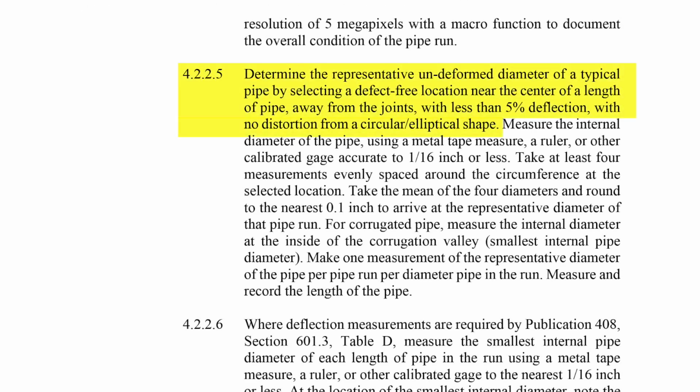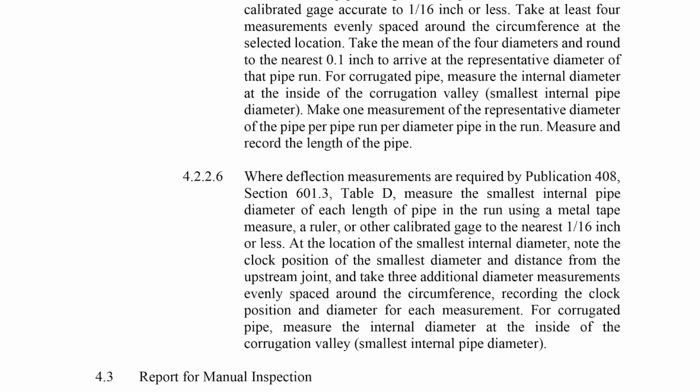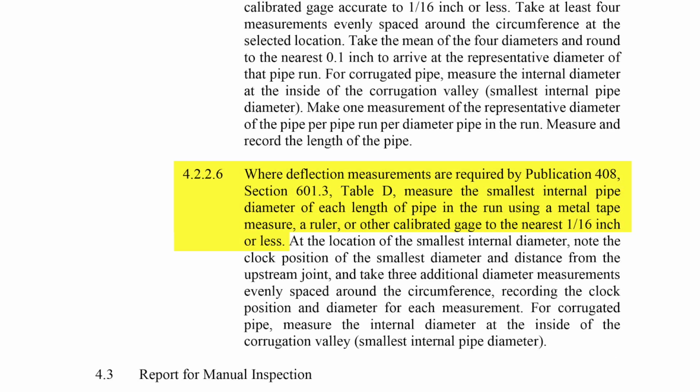Determine the representative undeformed diameter of a typical pipe by selecting a defect-free location near the center of a length of pipe, away from the joints, with less than 5% deflection with no distortion from a circular or elliptical shape. Where deflection measurements are required by Table D, measure the smallest internal pipe diameter of each length of pipe in the run using a metal tape measure, a ruler, or other calibrated gauge to the nearest 1/16 inch or less.